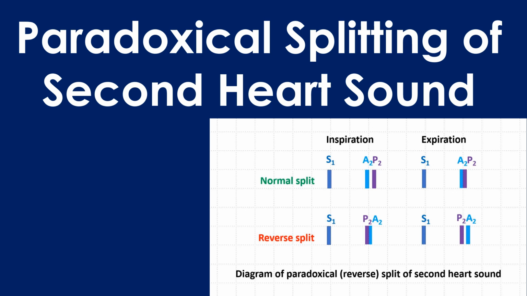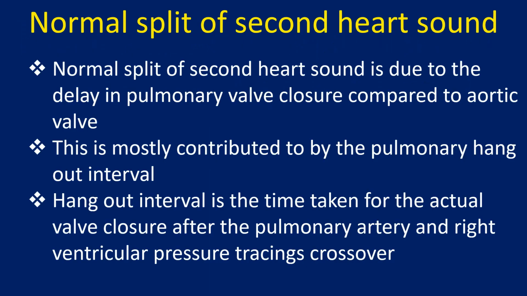Discussion on paradoxical splitting of second heart sound. Normal splitting of second heart sound is due to the delay in pulmonary valve closure compared to aortic valve. This is mostly contributed by the pulmonary hangout interval. Hangout interval is the time taken for the actual valve closure after the pulmonary artery and right ventricular pressure tracings cross over.